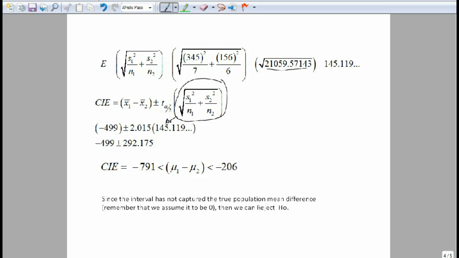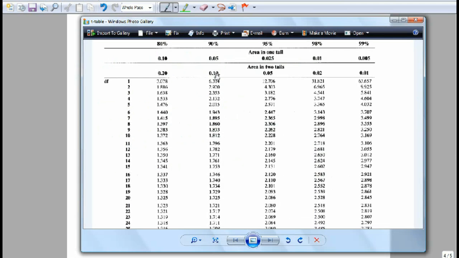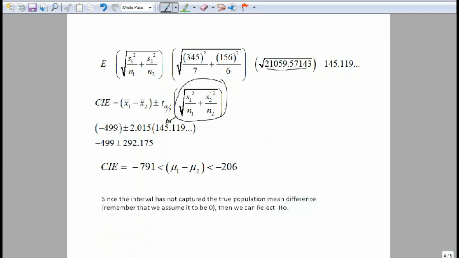Now, we're going to pull up our t table, and we're looking for the area in one tail, which is 0.05. Remember, our alpha level is for both sides, so we want 0.05. We're going to come down to degrees of freedom of 5 because we took our smallest n, which was 6, subtracted 1 is 5. We come over and we get 2.015. So that's our t for alpha over 2. So that's where we get this value. So there's our t.